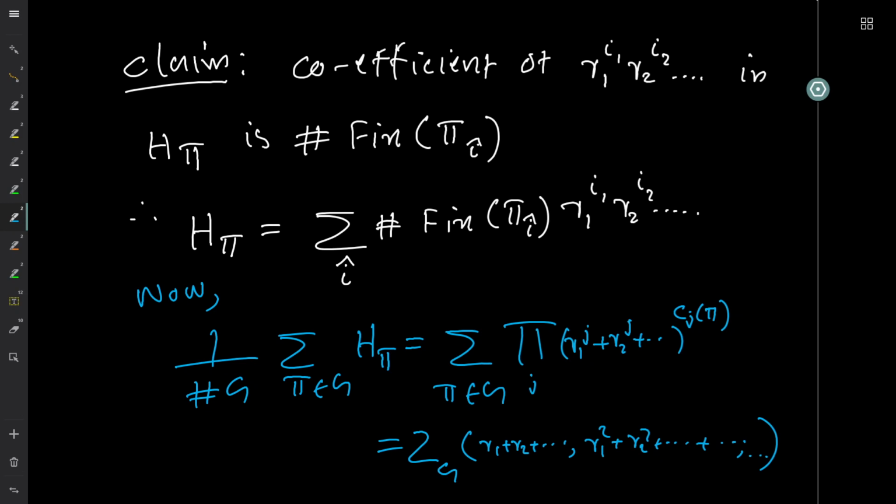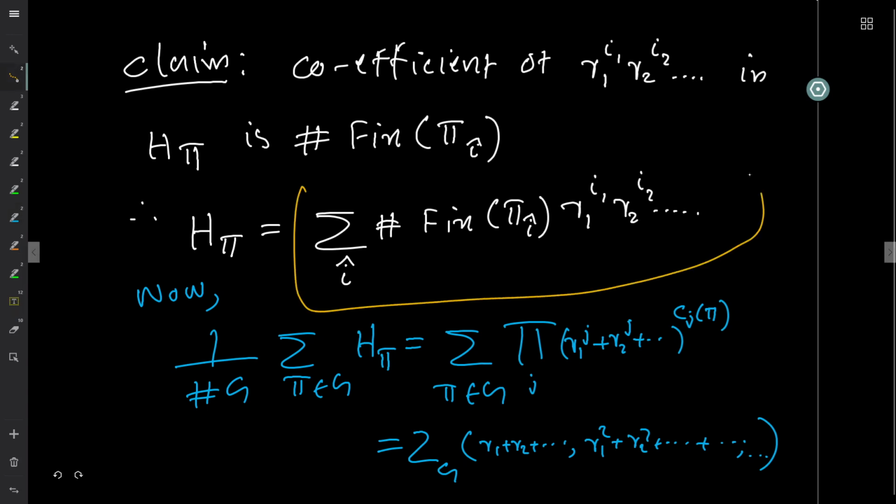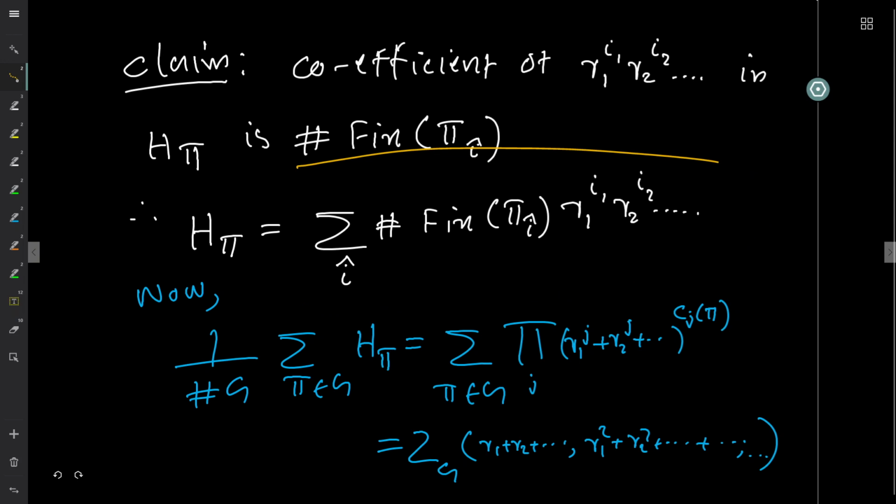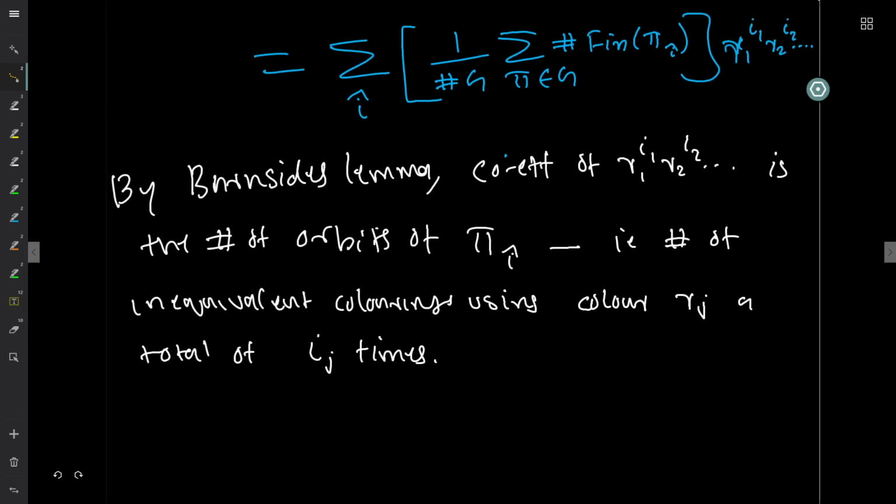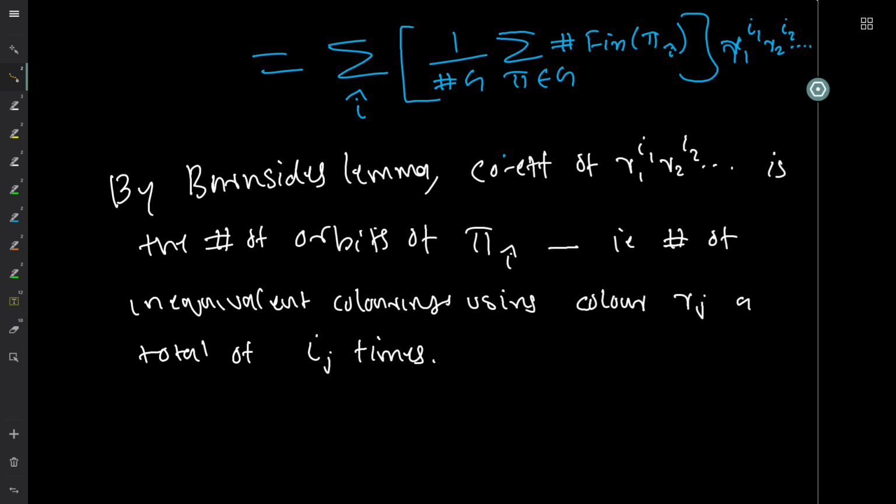Because we are substituting for h pi, phi is equal to the summation over all I cap, or order of fix of pi I cap, r1 raised to I1, etc. In this identity, right? So by substituting that, we will get this. But now, what is the coefficient of this term in this summation? This is by Burnside's lemma. This is precisely the number of orbits of pi I cap, right? That is how the Burnside's lemma was stated.